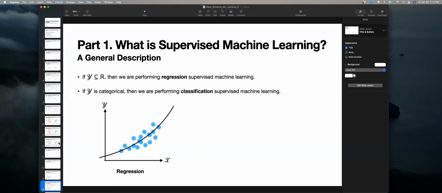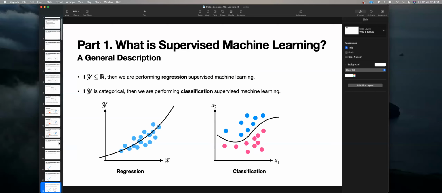Okay. If the space Y is categorical, then we're performing classification supervised machine learning. So this is what an image of classification would look like in 2D, right? So in this figure here, we have X1 measurement and X2 measurement, and then we have two different types of labels, and we're trying to somehow find a function that separates that data.